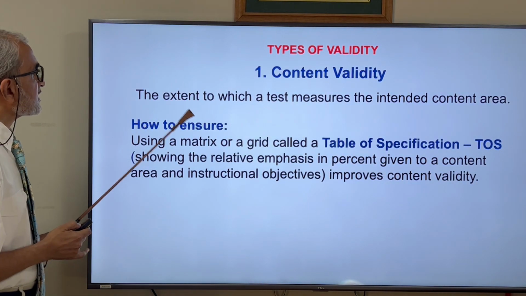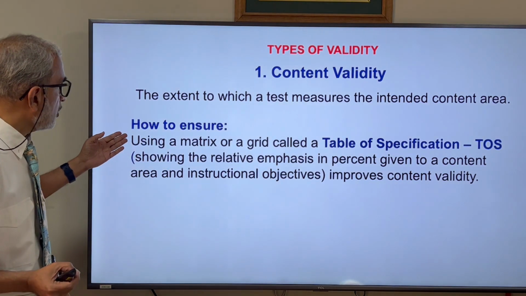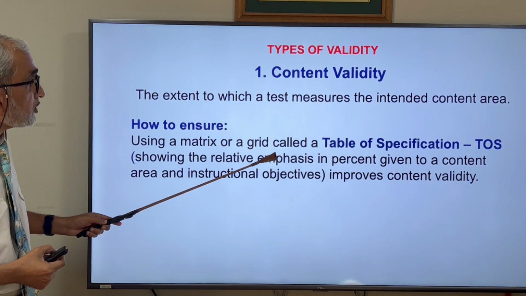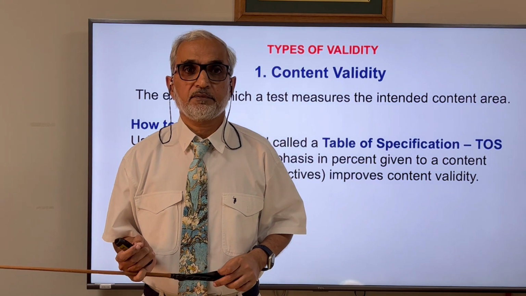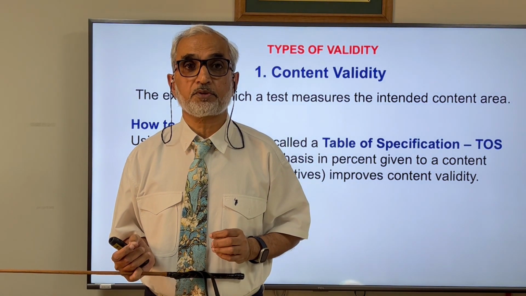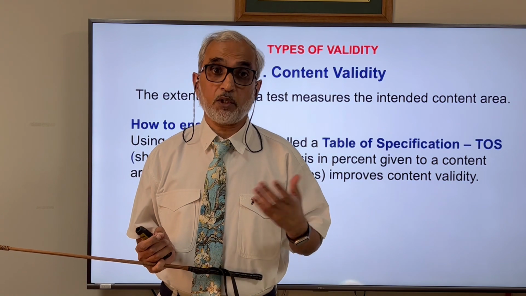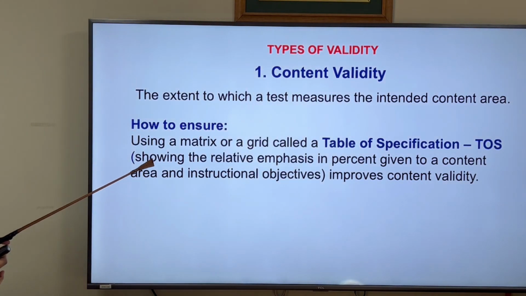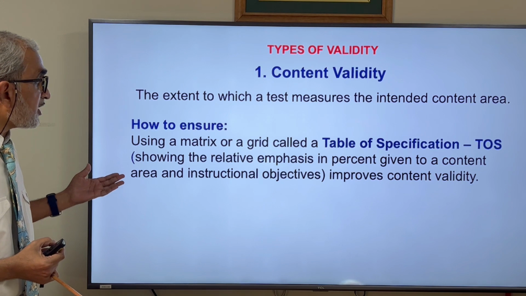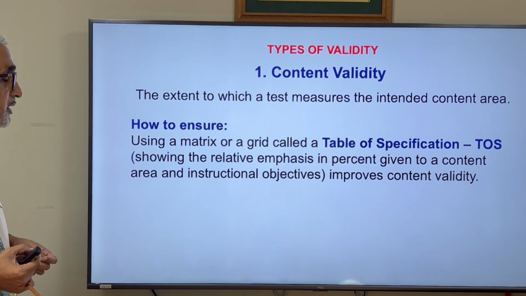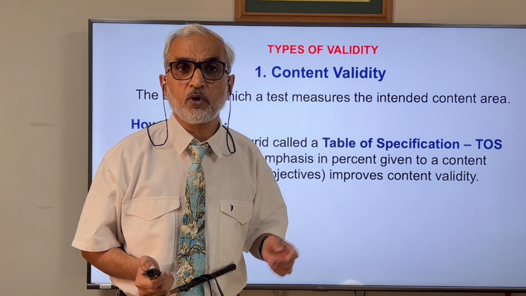Content validity: the extent to which a test measures the intended content area. How to ensure? Using a matrix or grid called a table of specification. So if we make an examination or a test in which a table of specification has been used, then it ensures that the test has a good content validity. What is a table of specification? The table of specification shows the relative emphasis in percent given to a content area and the instructional objectives. It improves the content validity. We are going to discuss table of specification in subsequent videos, so I am not elaborating it.